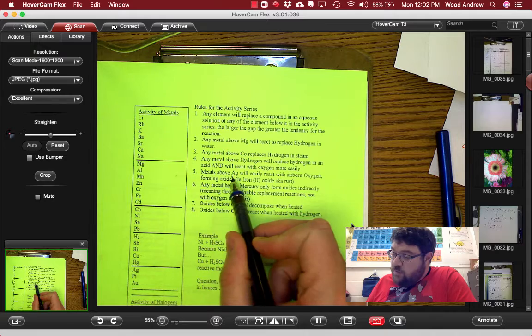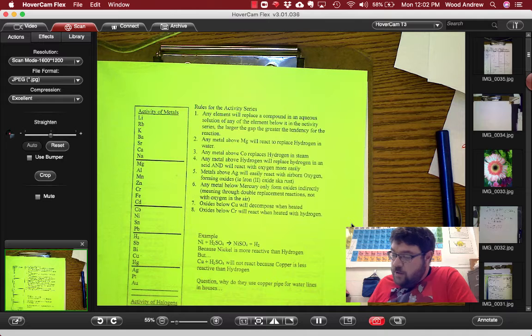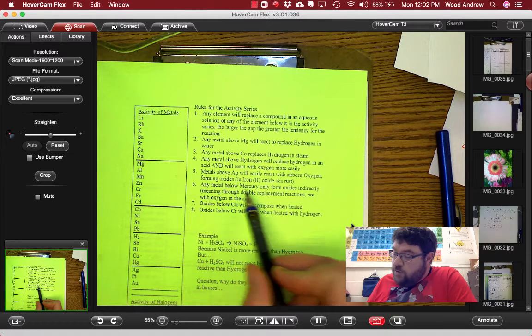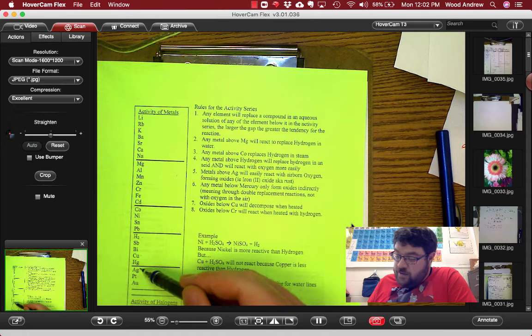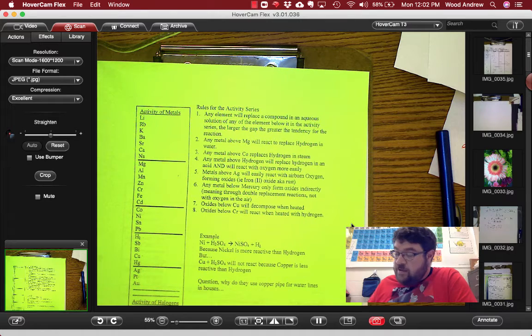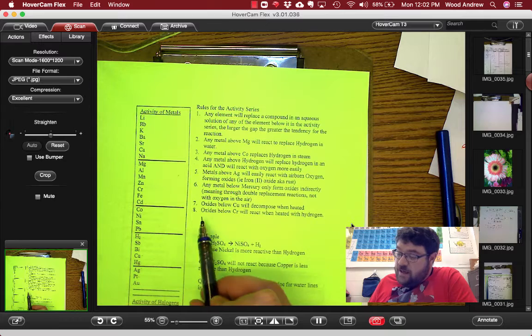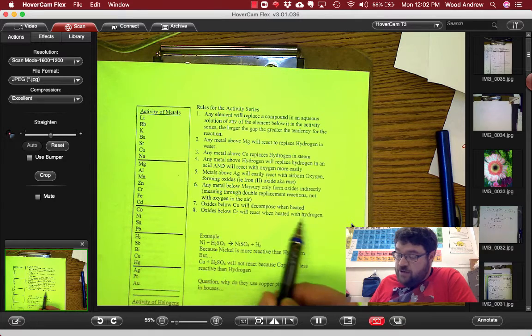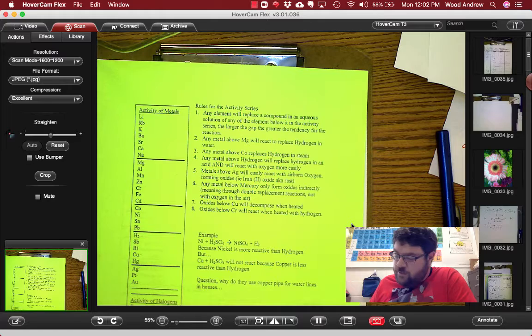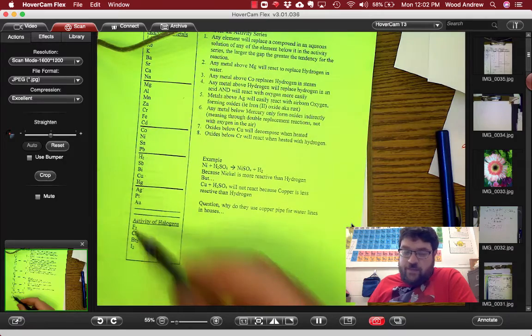So things like copper don't react with acids normally. Metals above silver will react easily with airborne oxygen, forming oxides. Not really relevant to what we're talking about now, but it will be beneficial to us later. Any metal below mercury will only form oxides indirectly, so silver and platinum and gold don't form oxides in air. They have to form oxides through other reactions. Oxides below copper will decompose when heated, and oxides below chromium will react when heated with hydrogen. Again, the last two are not really relevant to what we're talking about right now. Halogens work the same way. The more reactive halogens are at the top of the list.